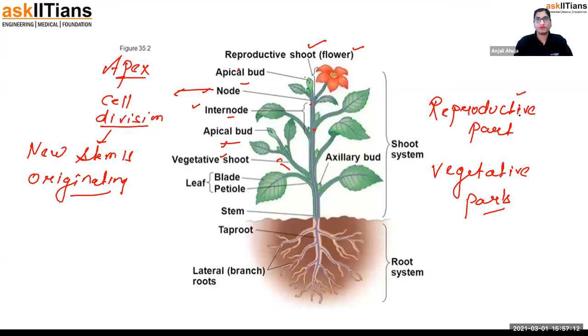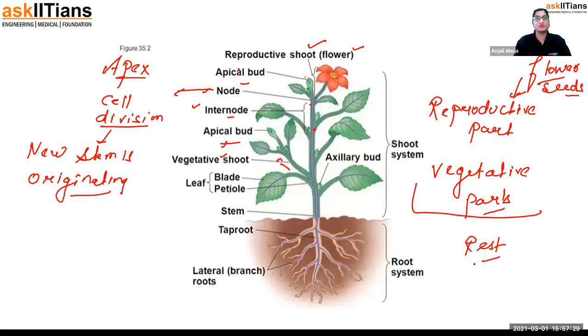One is the reproductive part, which helps in reproduction and pollination. This is the flower and the seeds present in the flower, which will form later after pollination. The vegetative part is the rest of the plant, including the stem, the roots and the leaves. They are the vegetative part. Clear? Vegetative means the body part.